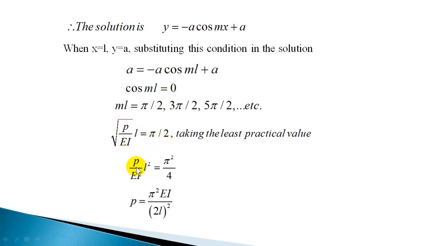Now squaring it, P by EI times L square is equal to pi square by 4, or P is equal to pi square EI by 4L square, and 4L square you can write as 2L whole square. So P, the Euler's crippling load or buckling load, is pi square EI by 2L whole square. This is for a column with one end fixed and the other end free.